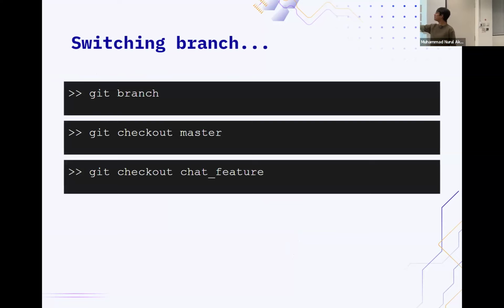Yeah, there was a -b flag, right? Which indicates creating new branches. So if you create a new branch called chat feature, you need to add -b to indicate that it's a new branch.